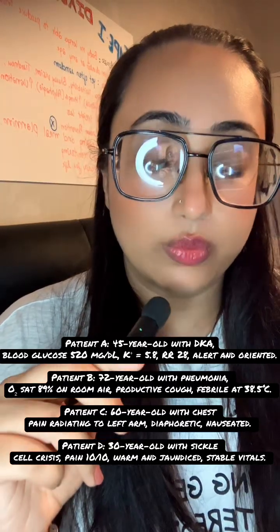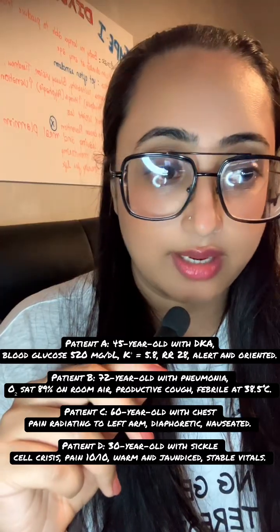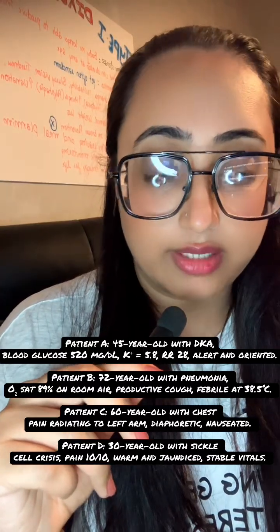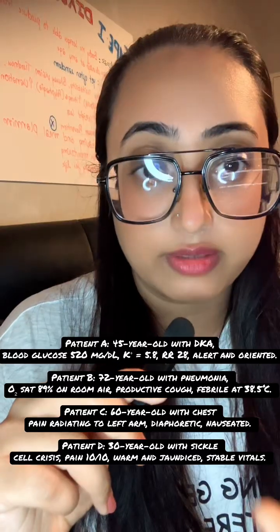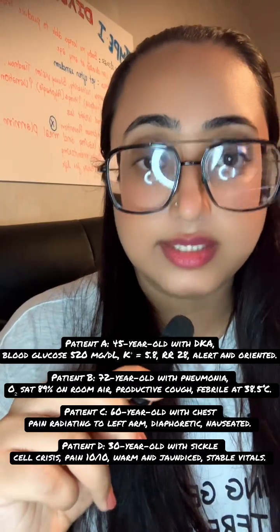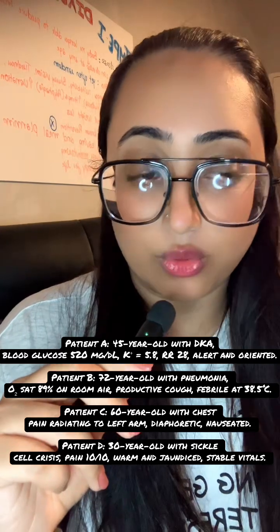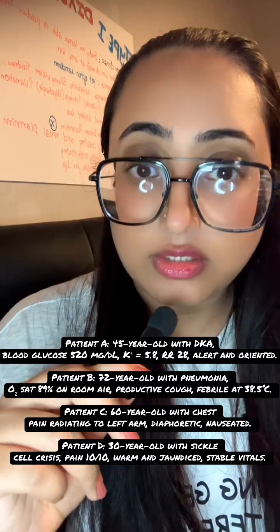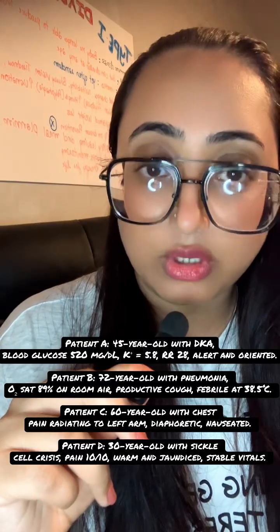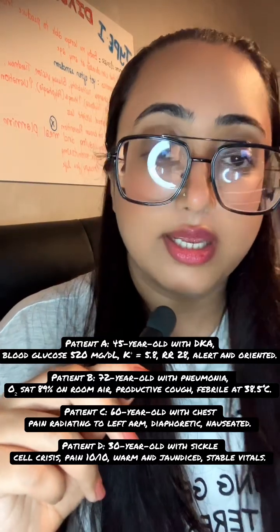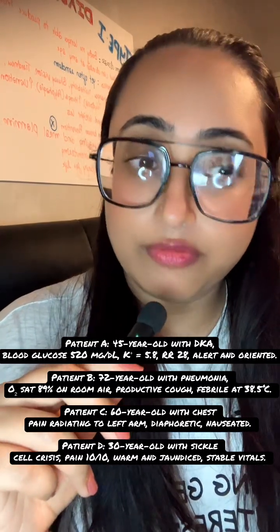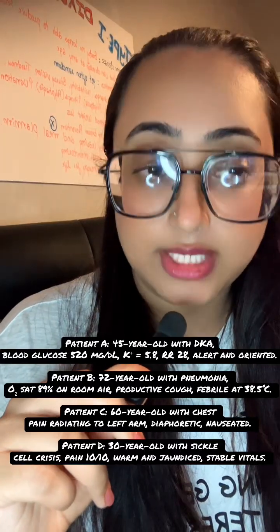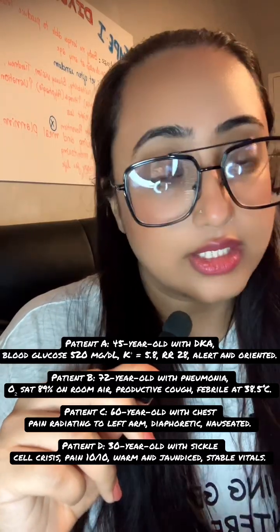Patient D, 30-year-old with sickle cell crisis, pain 10 on 10, warm and jaundiced, stable vitals. Stable vitals, modifying phrase. They have sickle cell crisis. They will have pain for sure, and they are warm and jaundiced. So this patient is stable. I know they have jaundice. They're warm. They're having pain, but they're stable. They can wait.